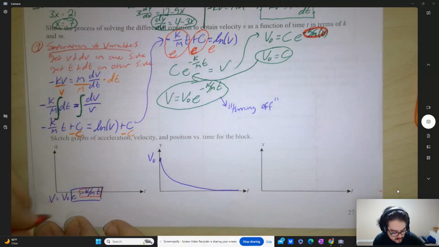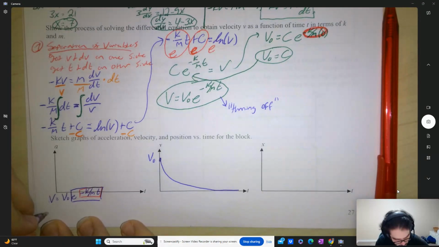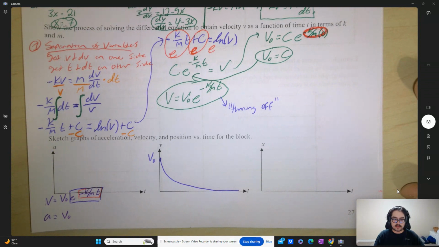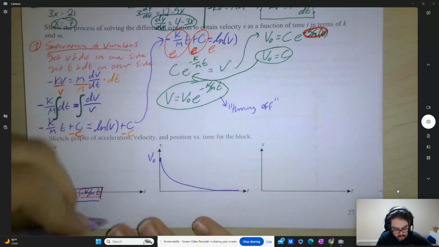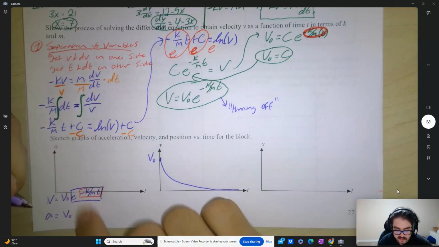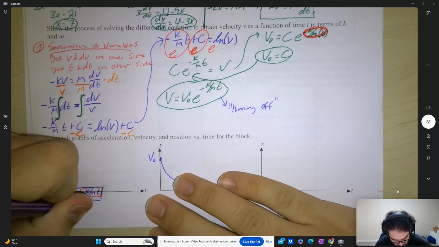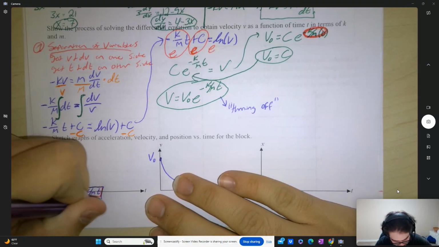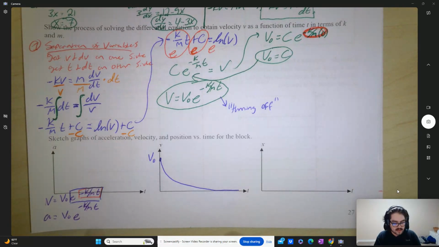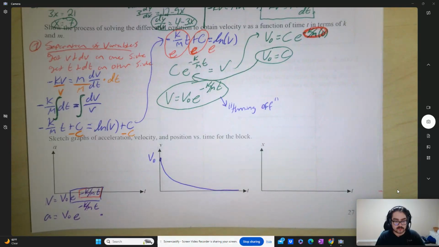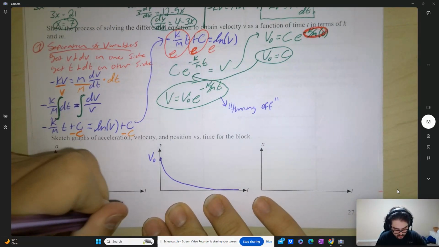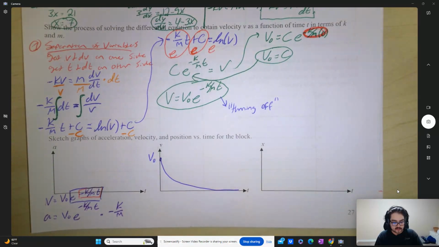So when I take the derivative, I'm going to do a equals v naught, which is a constant, so it's going to get left alone. Then this is my function right here. The derivative of e to the something is just e to the something, itself. So e to the negative k over m times t. Then I need to take the derivative of the interior function here, which would just be negative k over m. So that's my derivative right here.